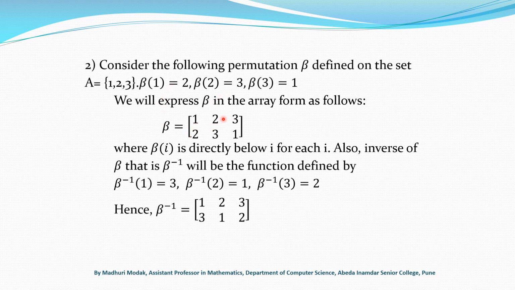And how to write the inverse? Write the inverse, again the domain set is 1, 2, 3. Beta inverse of 1 is 3. So we have written below 1 as 3. Then beta inverse of 2 is 1. So below 2 we have written 1. And what is beta inverse of 3? It is 2. So we have written it below 3 in the second row.